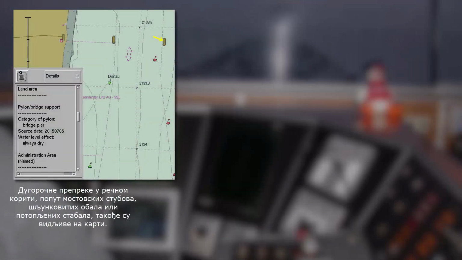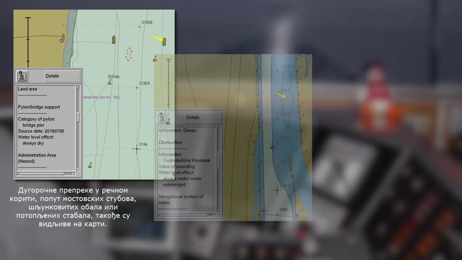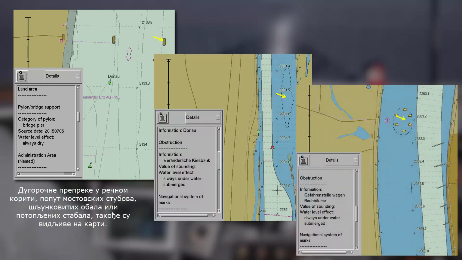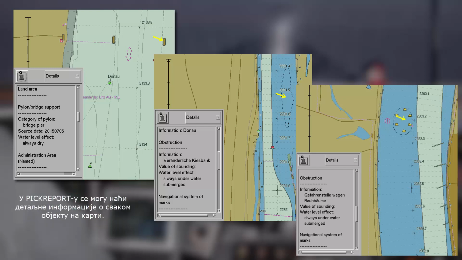Long-time obstructions in the riverbed, like for example old bridge pylons, moving gravel banks or deadwood, are easy to recognize on the chart. The pick report provides under Details a description of each spot.